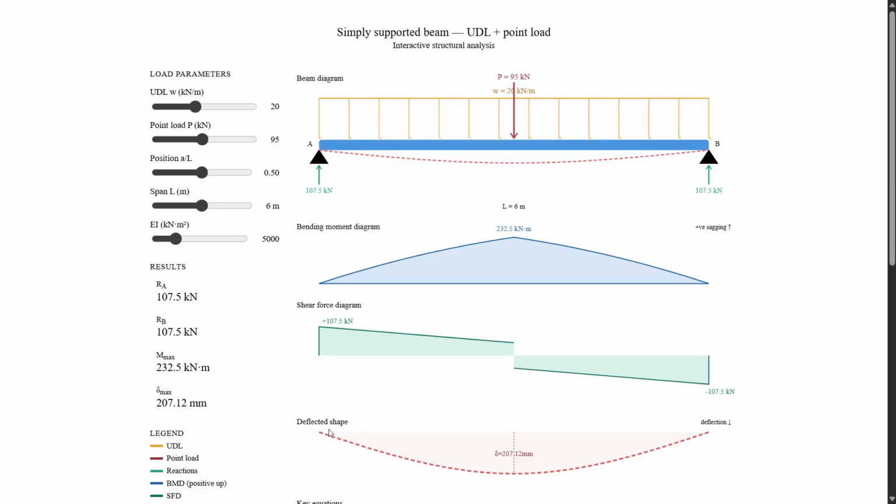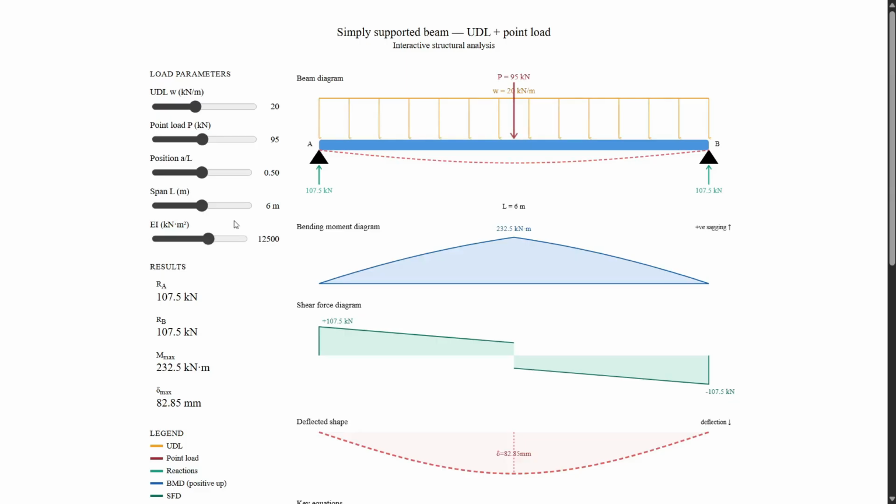Now let's talk about the deflected shape. The red dashed curve is the deflected shape, what the beam physically looks like under load. The maximum deflection delta is shown in the results card. Watch what happens when I reduce EI. Look, when I reduce EI, the deflection goes up. It means the beam gets softer and sags more. Increase it and deflection shrinks. In practice, EI is your main tool for controlling how much the beam bends. Choose a deeper section or stiffer material or both.